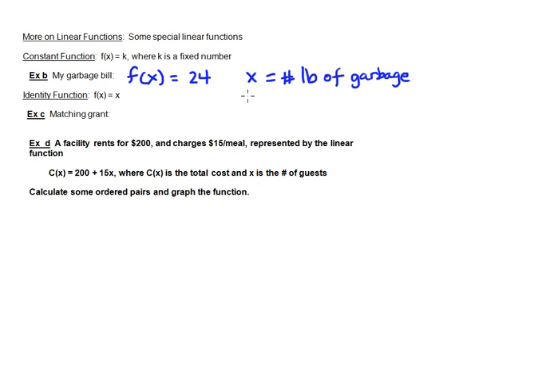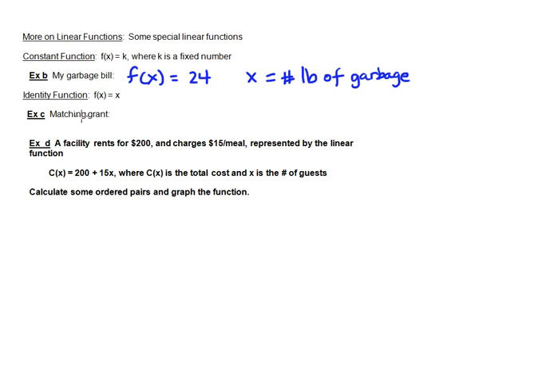And even though x is a variable, so from month to month the number of pounds of garbage changes, the bill is still exactly the same. It's $24. And so it's a constant function. The y, or the output value, is always the same.